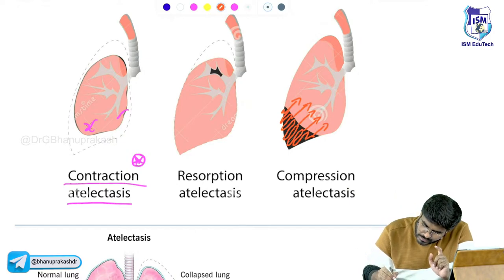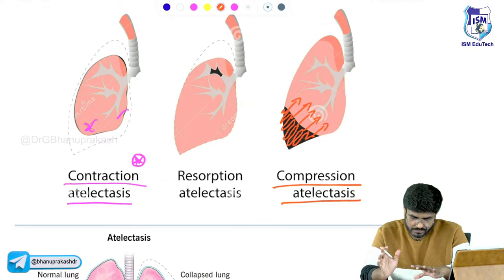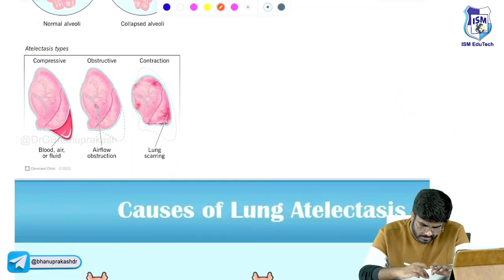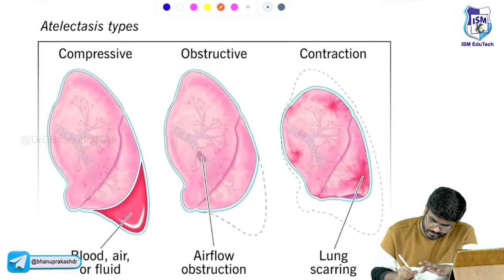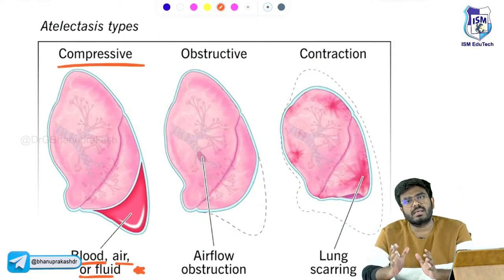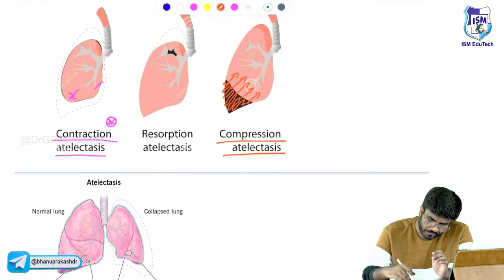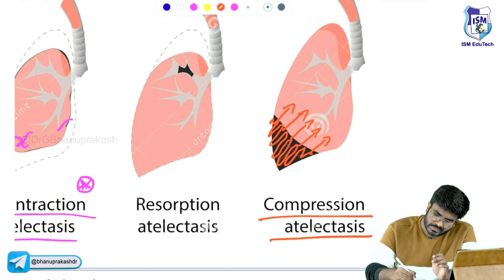So this kind of atelectasis is called compression atelectasis, because of some blood. Here also, look, some blood, air or some fluid is going to cause a compression. So that is compressive atelectasis. One is scarring atelectasis, the other is compression atelectasis. And the third type of atelectasis that I want you to know is, there is some block over here, sir.